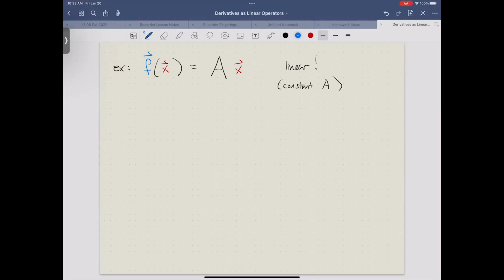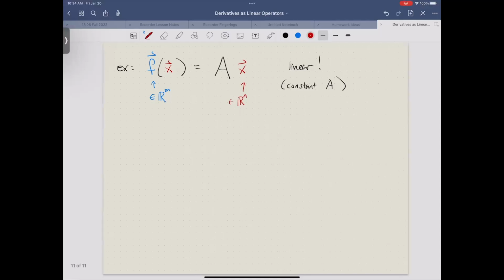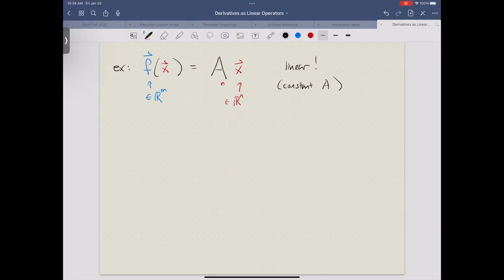So the outputs are in R^m, and the inputs are in R^n, and therefore the A matrix is an m by n matrix in general. It could be, for example, 2 by 2, right? And again, let's just do this the slow way.